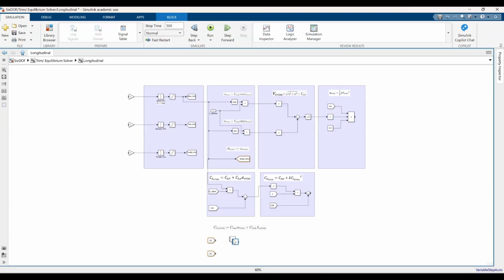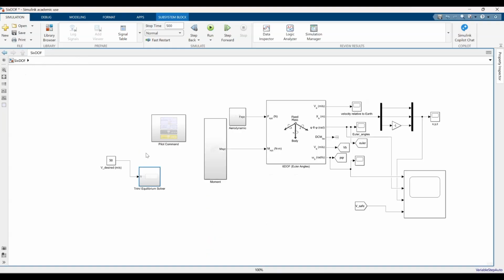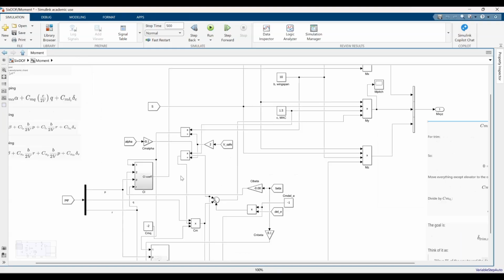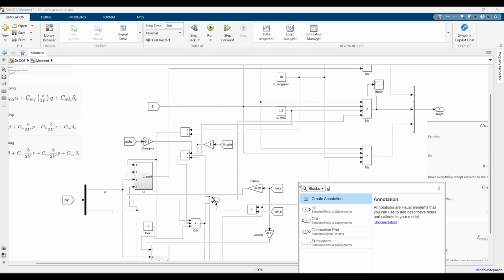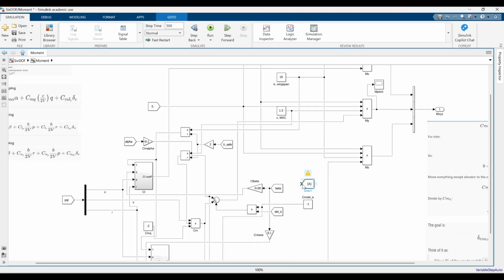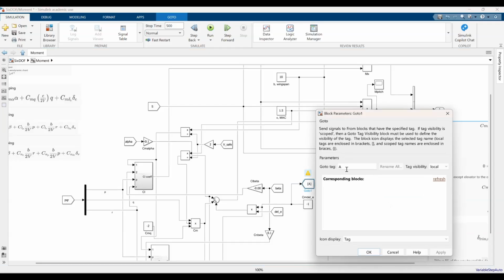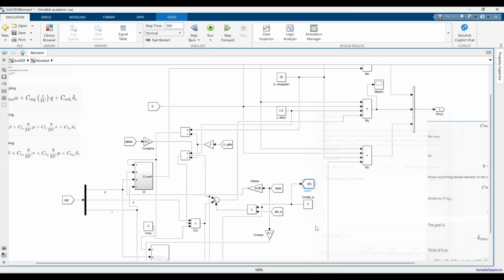Let's do a product because both of those will be products of each other. 1, 2, and then we need a sum to add them all. 1 and 2. Okay, CM alpha and CM del E. All right, let's go to the top level, moment, and CM alpha is right there and CM del E is here. This is the easy one, so let's grab this first. Here, use a Goto block to capture it and double click CM del E and tag visibility global.